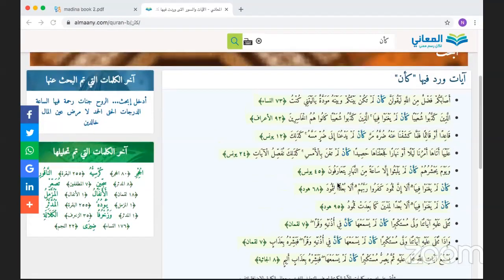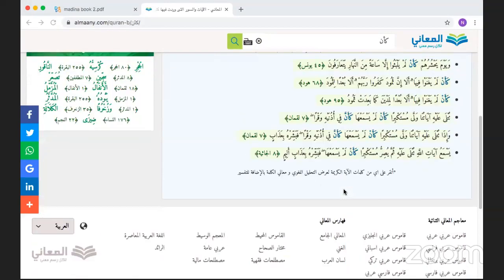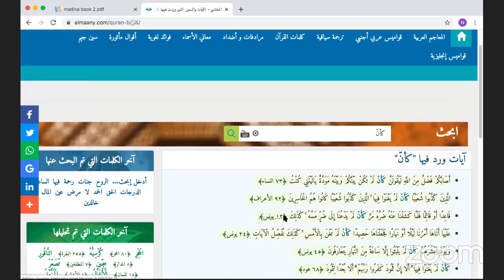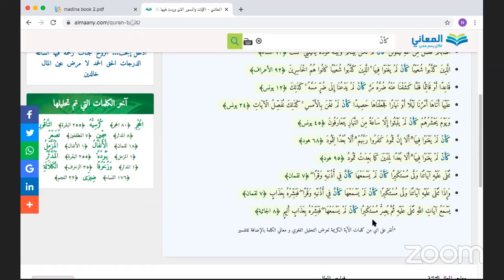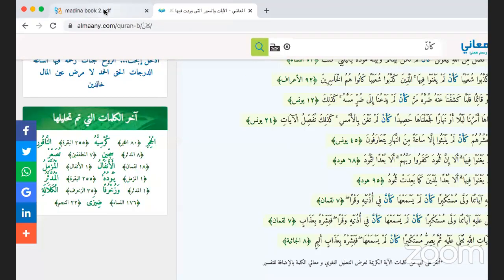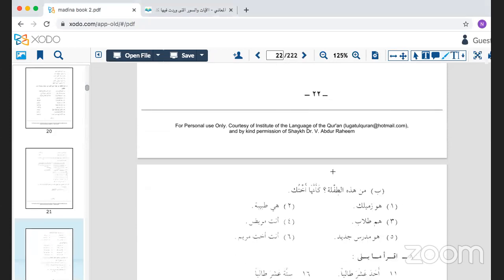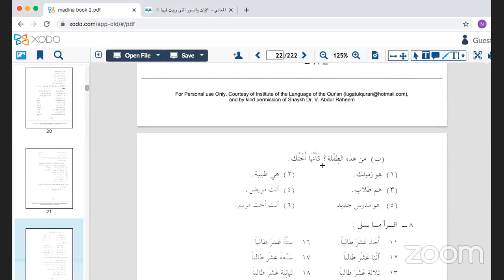Some of the examples I want to show you, no, it only gave me for ka'anna. I want it to give me for ka'anna, I'm not sure if it's going to give me that now. Hopefully. It's on the other file that I didn't transfer. Jayid, go back to where we were. Previous tab. So here, ka'anna means resembles your brother. Ka'annahu. Man hadhihi at-tiflatu? Ka'annaha ukhtuka.